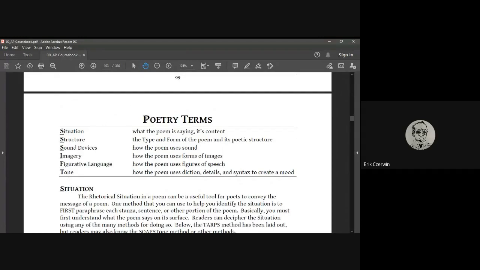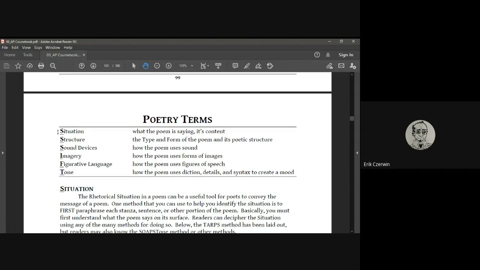We've got poetry terms listed at the top, and I've organized them by this method. I call it a SIFT. You can find the SIFT method of poetry analysis out there on the internet. I took that, kind of made it my own, and have been using this method for several years now, and it's kind of working out.